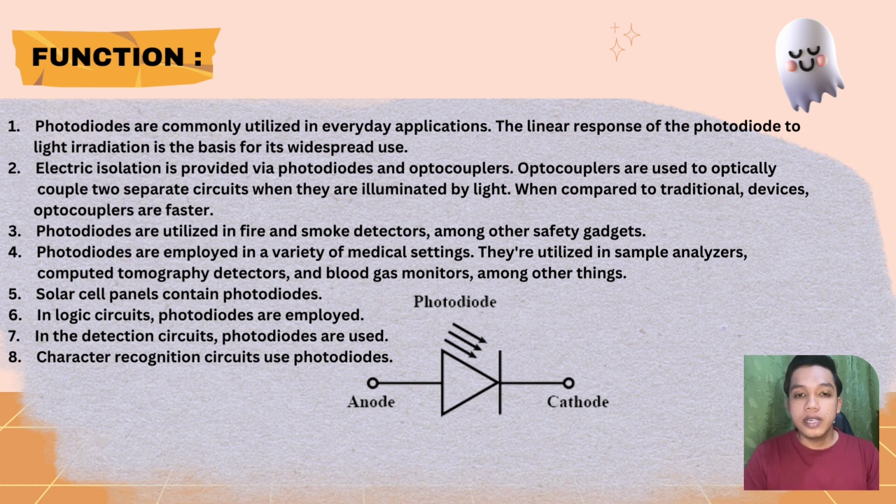Third, photodiodes are utilized in fire and smoke detectors among other safety gadgets. Fourth, photodiodes are employed in a variety of medical settings. They are utilized in sample analyzers, computed tomography detectors, and blood gas monitors, among other things. Fifth, solar cell panels contain photodiodes. Sixth, in logic circuits, photodiodes are employed. Seventh, in detection circuits, photodiodes are used. And the last, character recognition circuits use a photodiode.